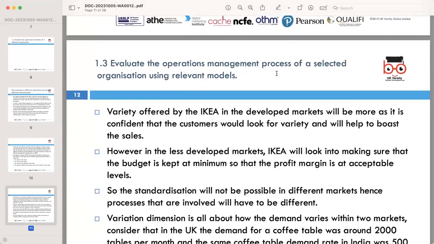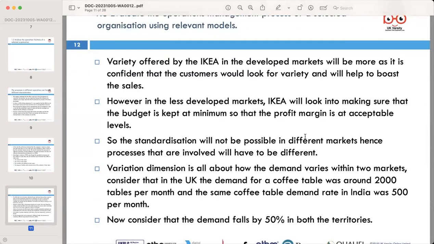Evaluate the operations management process of a selected organization using relevant models. Basically, IKEA tailors its operation management process to suit the specific characteristics of diverse markets. However, in the developed market, IKEA will make sure that the budget is kept to a minimum so that the profit margin is at an acceptable level. So the standardization will not be possible in different markets. Hence, the processes that are involved will have to be different.